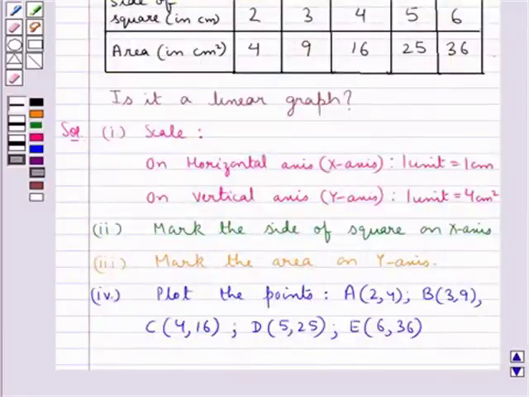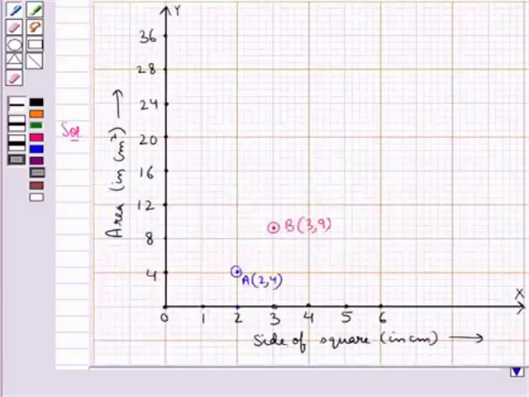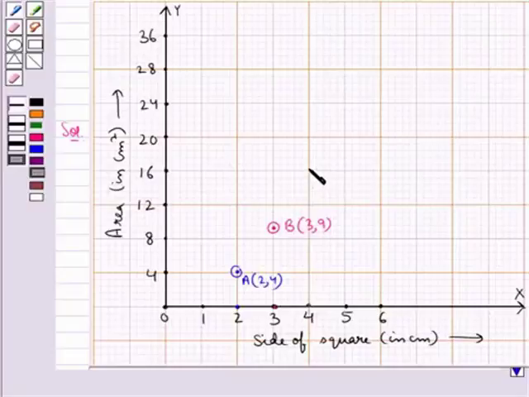Next point is the point C with coordinates 4, 16. For this, we locate point 4 on the x-axis. This is the point 4. From here we move up along the y-axis to reach the point that corresponds to 16 on the y-axis. So this is the required point C with coordinates 4, 16.